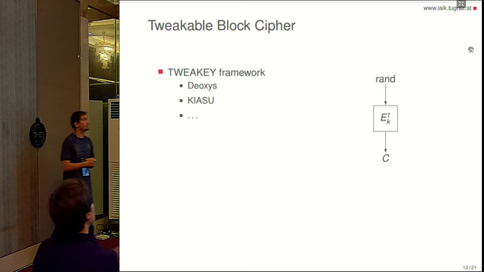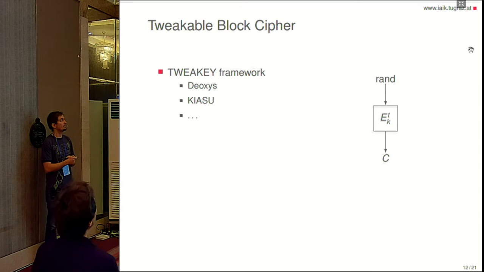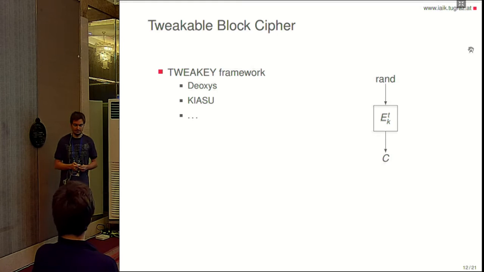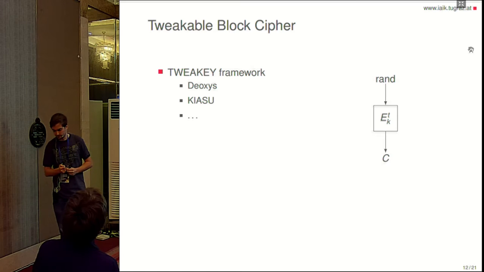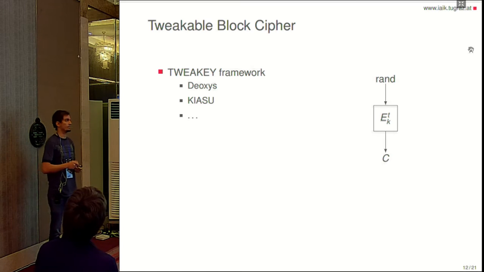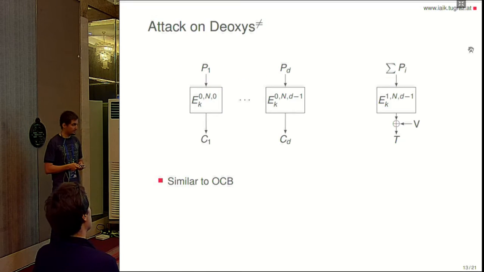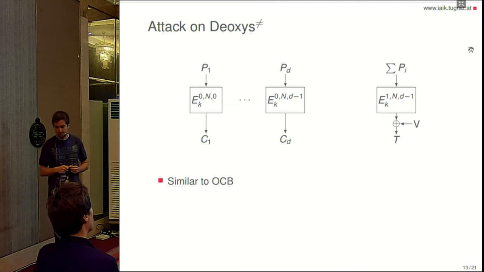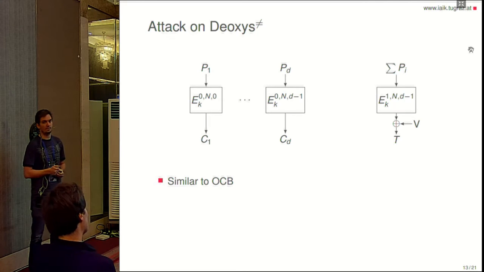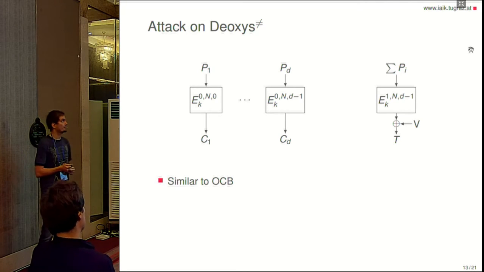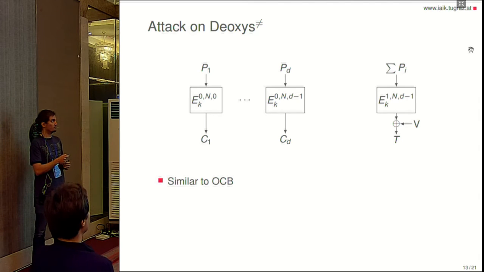So last but not least, we will have a look at tweakable block ciphers, and there we have picked the CAESAR candidates, Deoxys and Kiasu, which both use the AES round function. As you can see here, with the help of tweakable block ciphers, you can design authenticated encryption schemes in a quite elegant way, from my perspective. So all you have to do in this OCB-like mode is to encrypt the plaintext and the sum of the plaintext under different tweaks here.